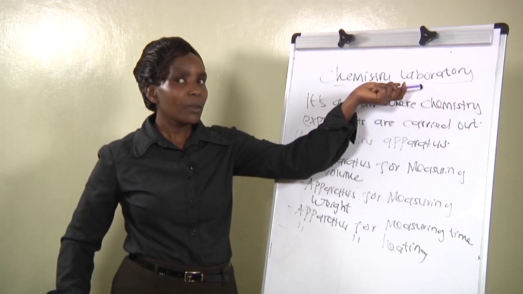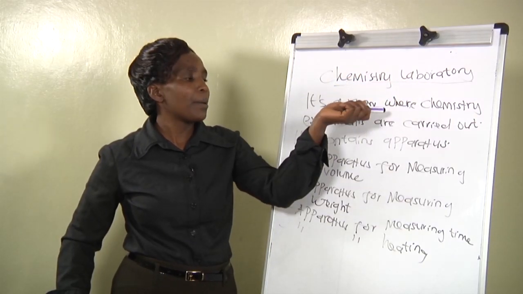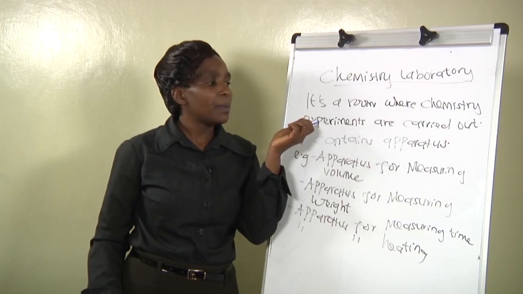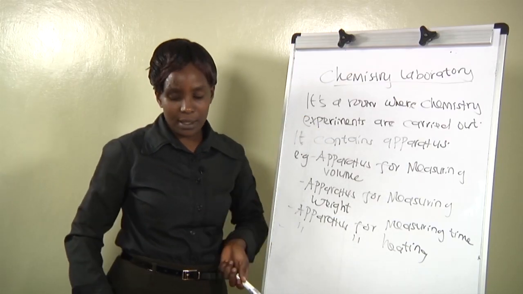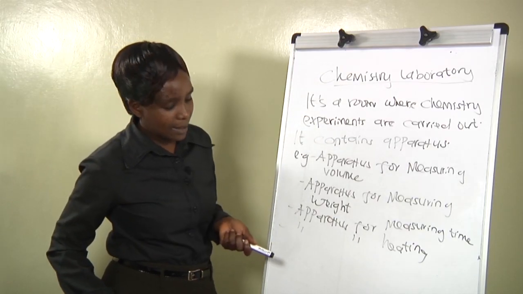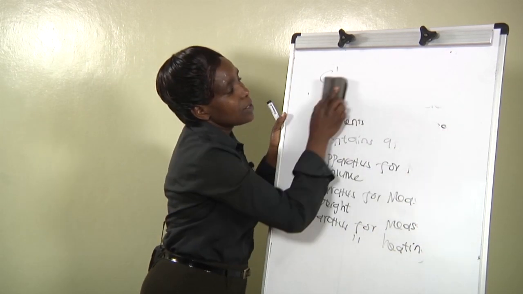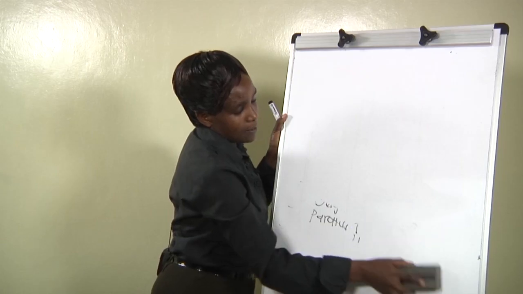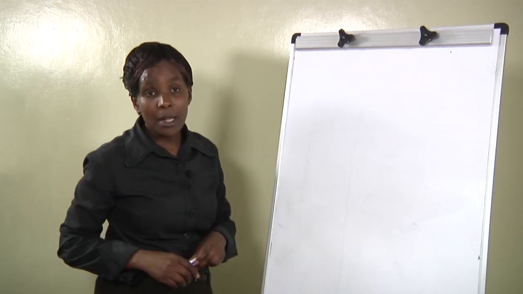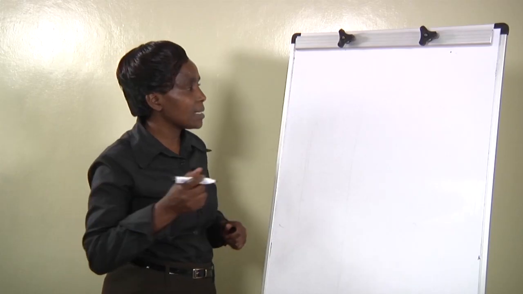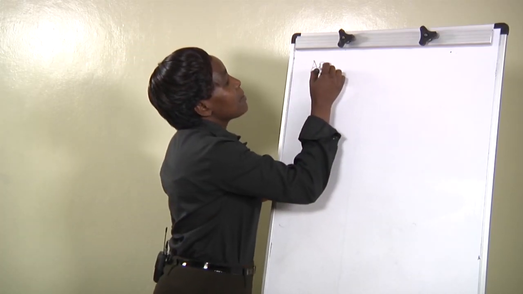This is a room whereby we normally carry out our experiments, and we carry out these experiments using all these apparatus. Therefore, we find that the apparatus are normally found in the laboratory. Now, just to highlight some of the apparatus for each case, then maybe in the next session we will be able to demonstrate those apparatus.